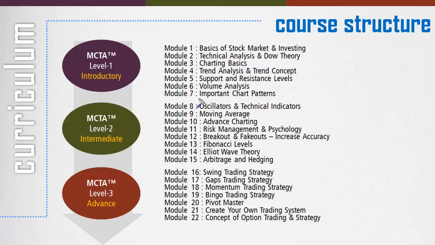This is the detailed information about our course. In this MCTA course, we have three levels. One is introductory, the second level is intermediate, and the third level is advanced. These are the modules we are covering in this MCTA program. There are 22 modules, spread across the introductory, intermediate and advanced levels. Every module is given around 60 to 90 minutes, depending upon the speed of the class. We are covering everything here in detail.